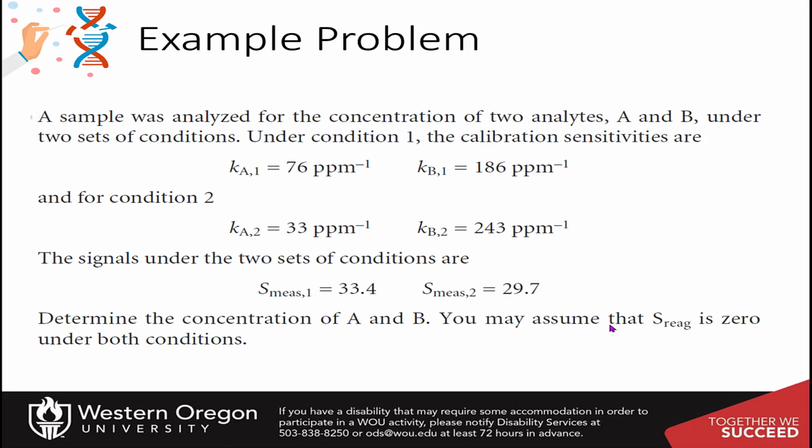And for our problem, we're assuming that the signal from the reagent is 0 under both conditions. If we were actually doing this in the lab, we would also have to do the method blank and then subtract off any signal from that reagent from our measurements before we could do this calculation.